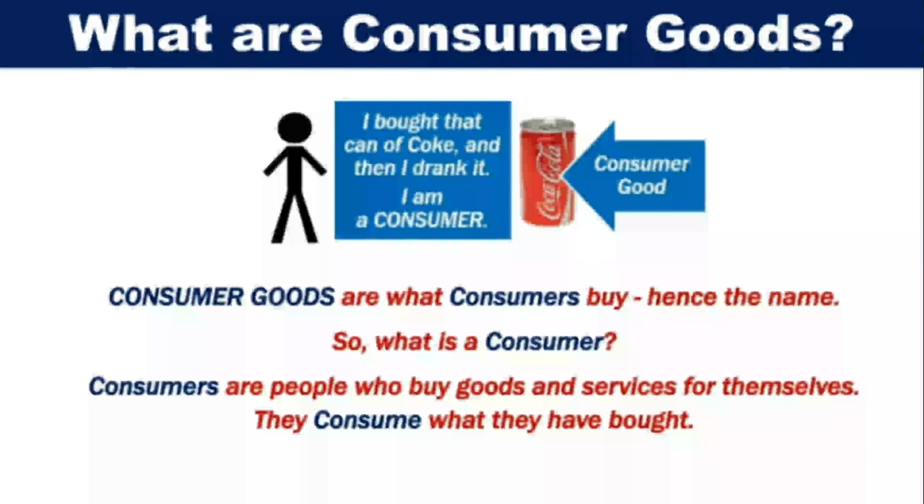So, what is a consumer? Consumers are people who buy goods and services for themselves. They consume what they have bought. For example, if somebody buys a can of Coke and then drinks it, they are a consumer, and that can of Coke was a consumer good.